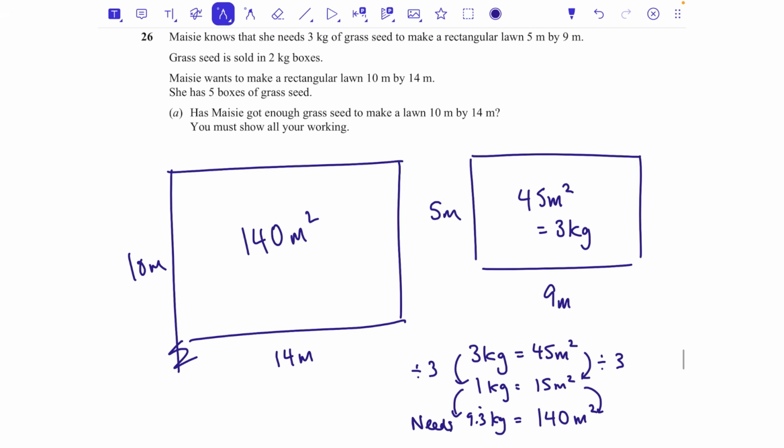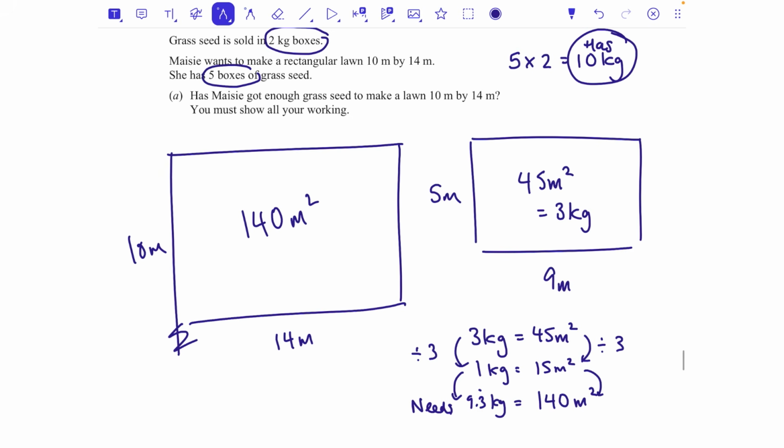And she has 5 boxes, and there are 2 kilograms in each. So 5 times 2 is 10 kilograms. That's what she has. She has 10 kilograms. She needs 9.3 recurring kilograms. So has she got enough? Yes, she has. She's got enough.